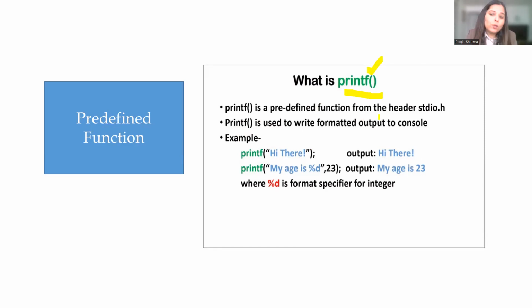And if you want to call that function, you need to include the header file first. So in the stdio.h header file, we have a predefined function called printf, right? And with this printf, we can output anything we want. So it's a predefined function. There are so many other predefined functions that are already defined in programming.